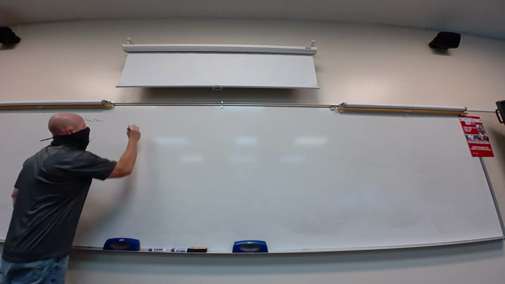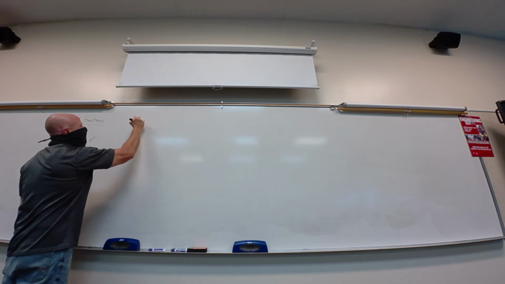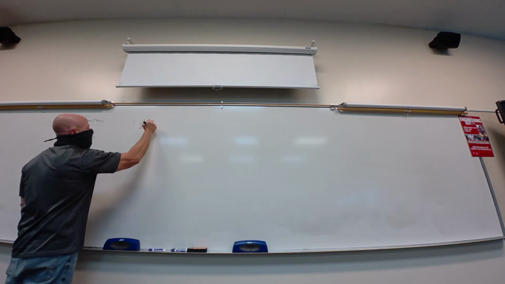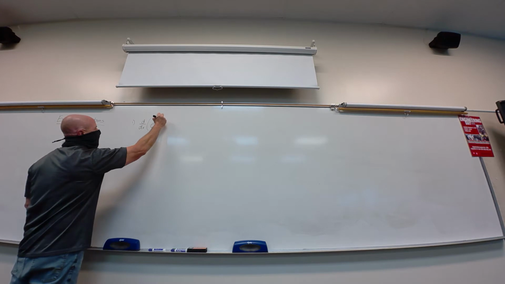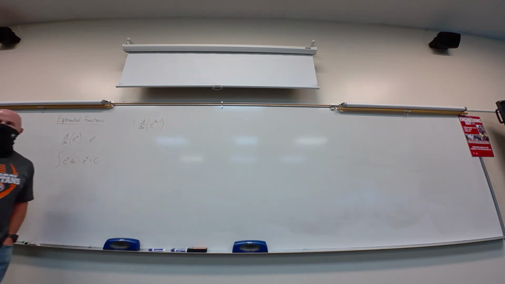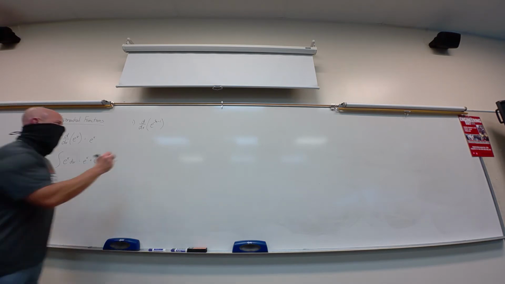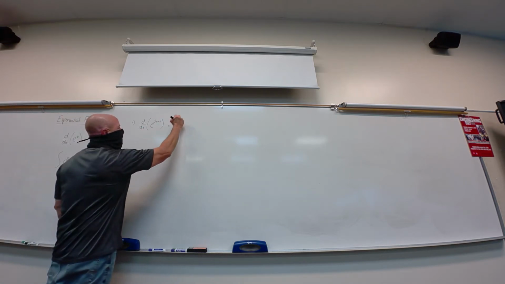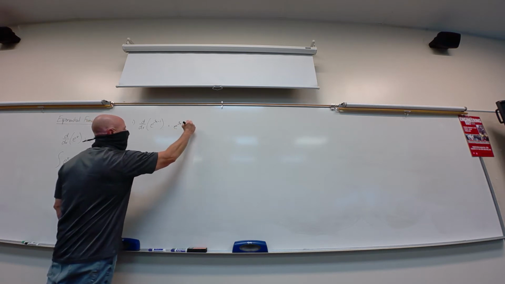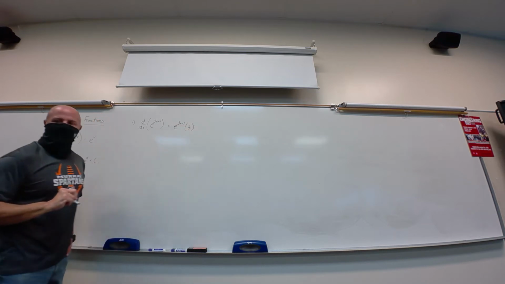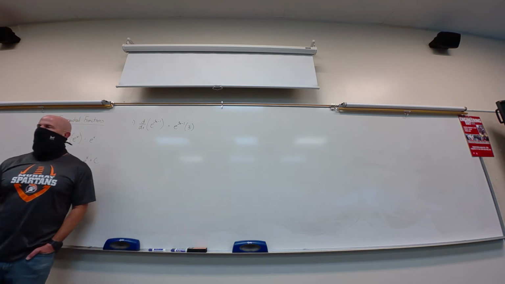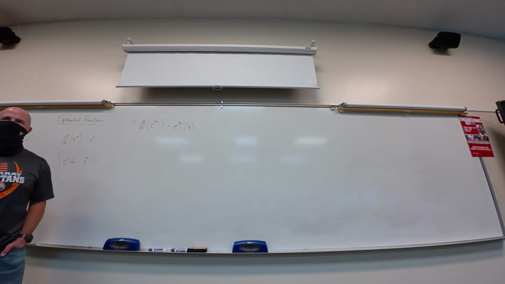If I wanted the derivative with respect to x of e to the 3x minus 1, well, the derivative of that exponential function is still that exponential function. So it would be e to the 3x minus 1, but then times 3. Where did the times 3 come from? Chain rule.